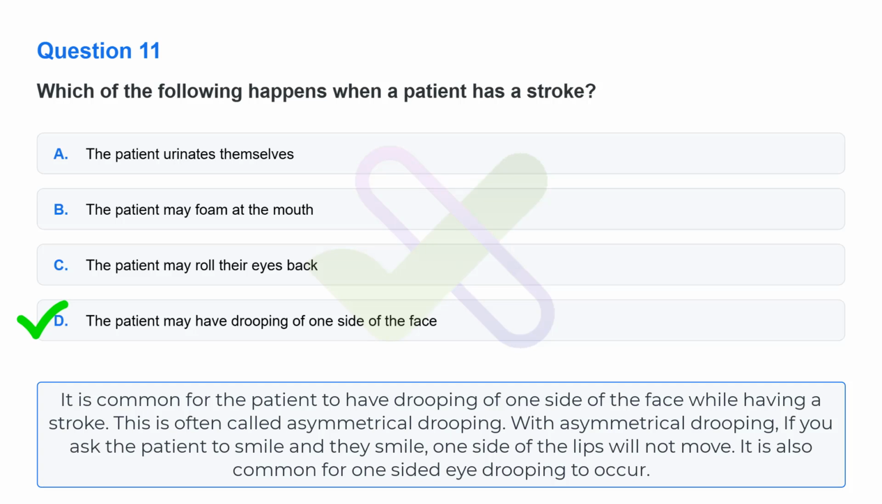Correct answer, D. The patient may have drooping of one side of the face. It is common for the patient to have drooping of one side of the face while having a stroke. This is often called asymmetrical drooping. With asymmetrical drooping, if you ask the patient to smile and they smile, one side of the lips will not move. It is also common for one-sided eye drooping to occur.